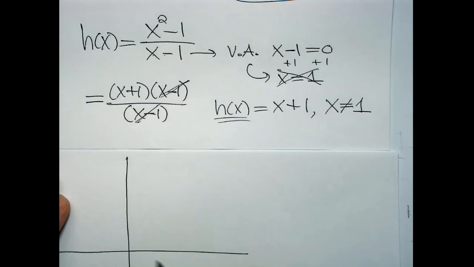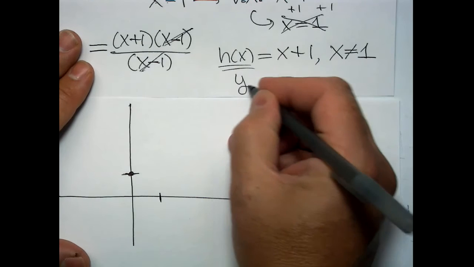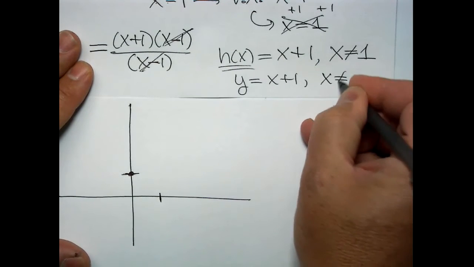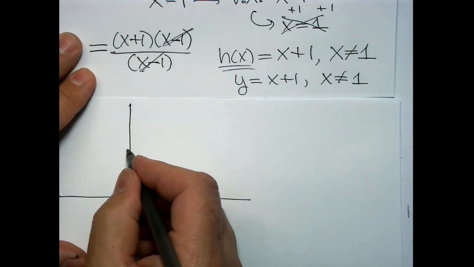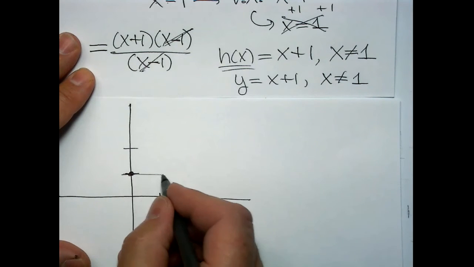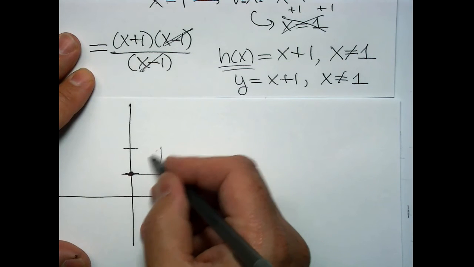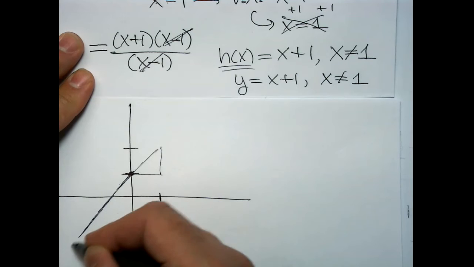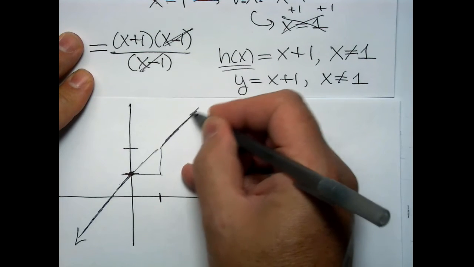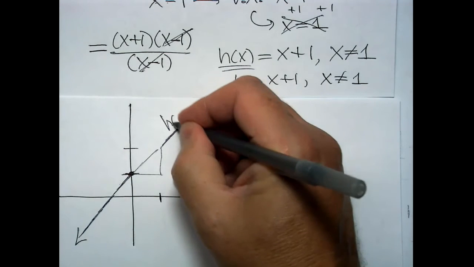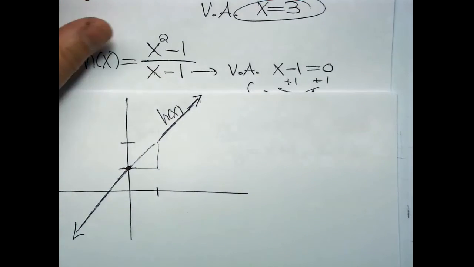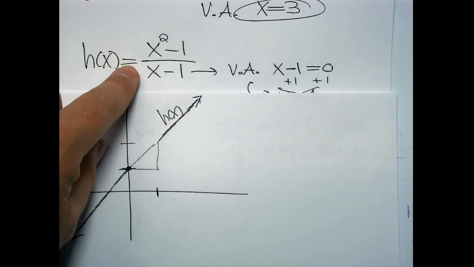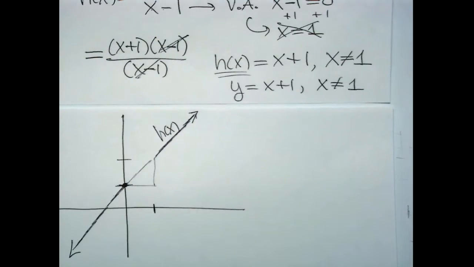So let me draw the line for you. I'm sorry, y equals x plus 1. So y equals x plus 1 has a y-intercept of 1. So there's my y-intercept of 1. It has a rise over run of 1, so I'll run over 1 and rise by 1, and then I can connect the dots and I can make my line. So this is h of x right here. So believe it or not, this original function that looked like some kind of quadratic or rational function is really, when you divide it out, just a line.